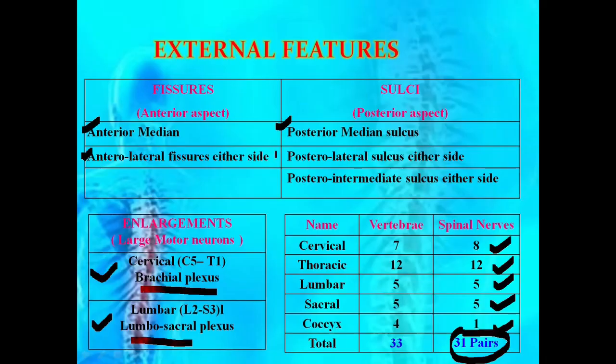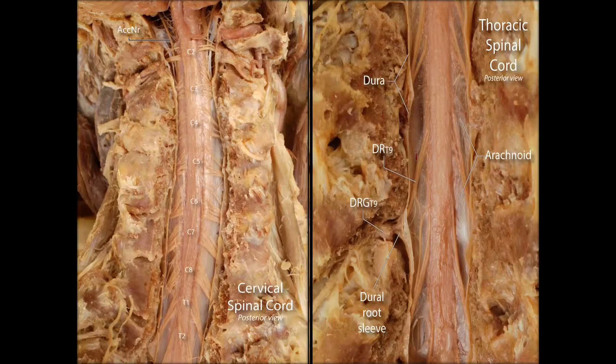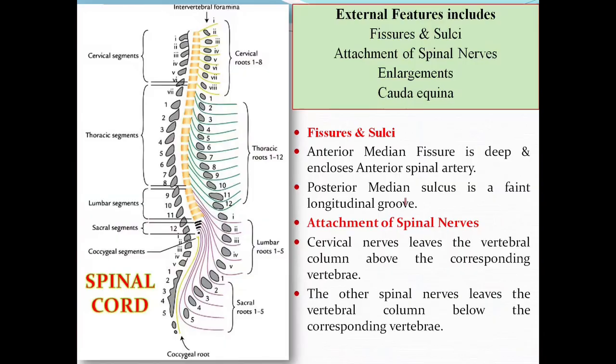Same likewise over here, posterior intermediate and the posterolateral sulcus on either side. That I'll be showing you in the photograph so that you will understand it very clearly. You could see in this photograph at every level, I could see on either side the pair of spinal nerves that are emerging outside.